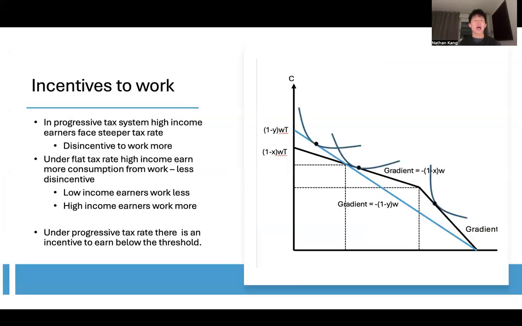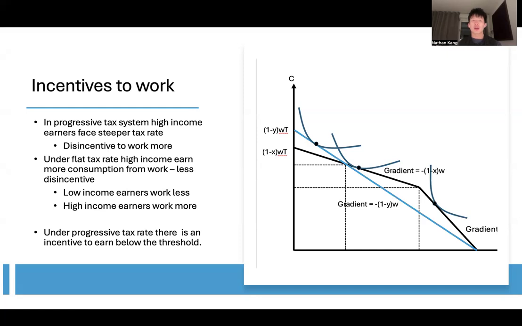Well, let's take a look at our incentives to work or disincentives to not work. So if I'm a high income earner under our flat tax rate regime, I'm going to have more of an incentive to work because I'm facing a less steep tax rate. So less of my income is going to be taxed, right? So I earn more consumption based off of my labor.